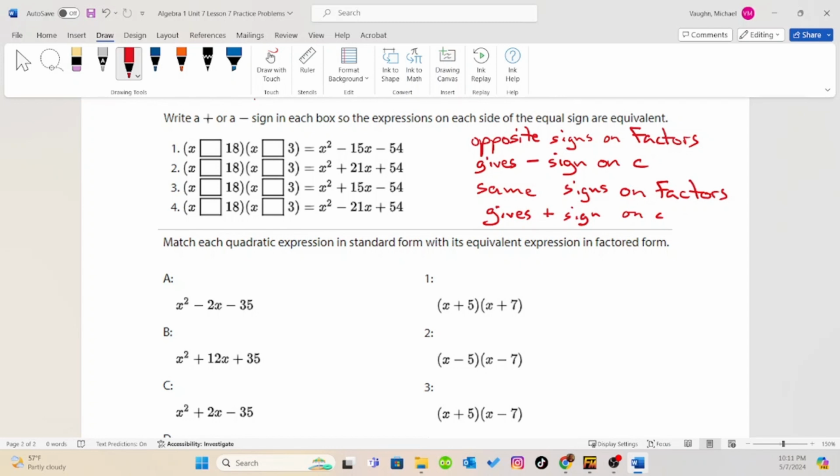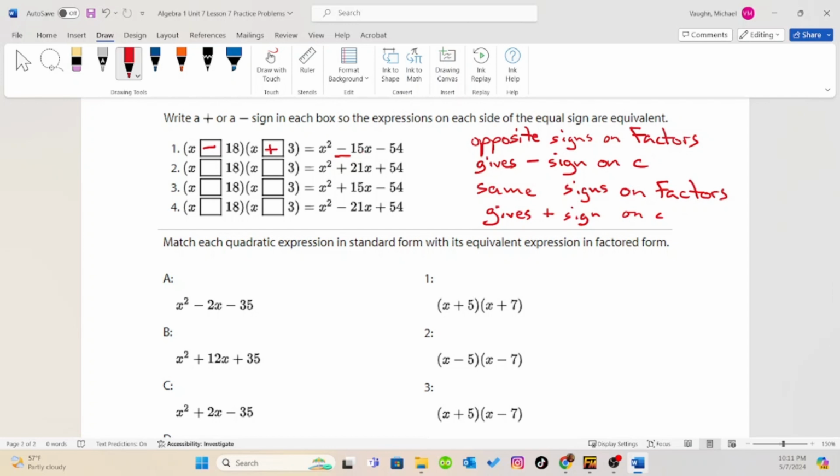So as we look at this, on number 1, we're going to multiply 18 and 3, and we're going to get negative 54. So our signs must be opposites. One of them is a plus sign, one of them is a negative sign. Then we look at this symbol right here. We want the larger factor to get this symbol. So we're going to put minus 18 and plus 3.